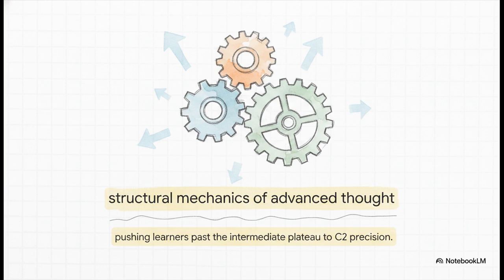When you show a student that simply choosing since over because alters the entire register of their essay, or when you prove to them that dropping a modal auxiliary shifts a sentence from a hopeful intention to a hard, indisputable fact, you're giving them absolute precision. You aren't just teaching grammar rules anymore, you are literally giving them the structural mechanics of advanced thought.